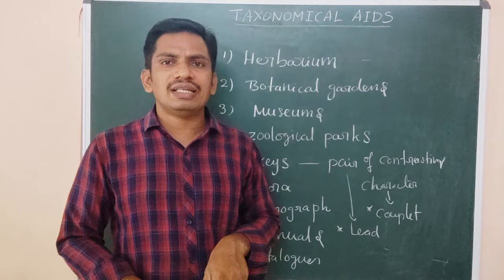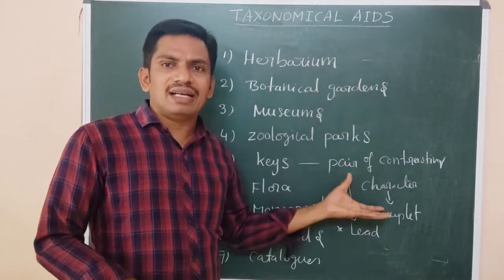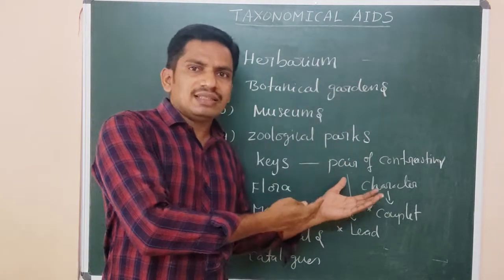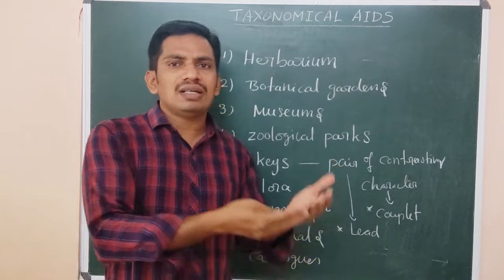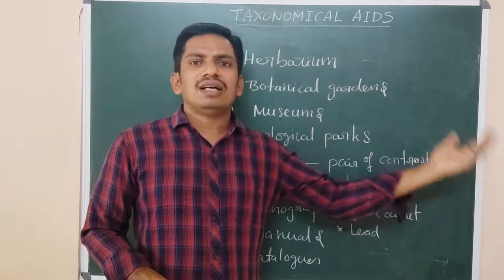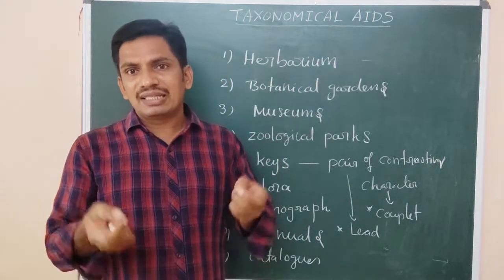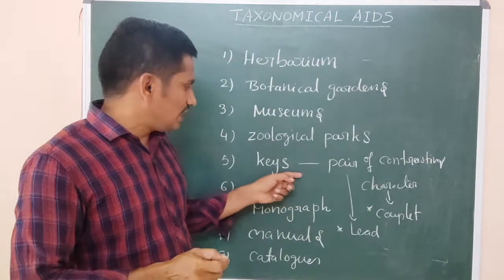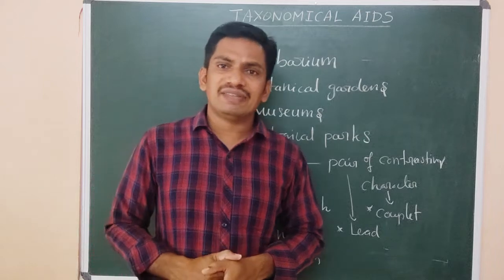Known characters should be prescribed already. By using that character, if an animal has a notochord, it is a chordate. If it does not have a notochord, it belongs to the non-chordates. Like that, characters will be there, and by using keys you can easily classify the organisms.